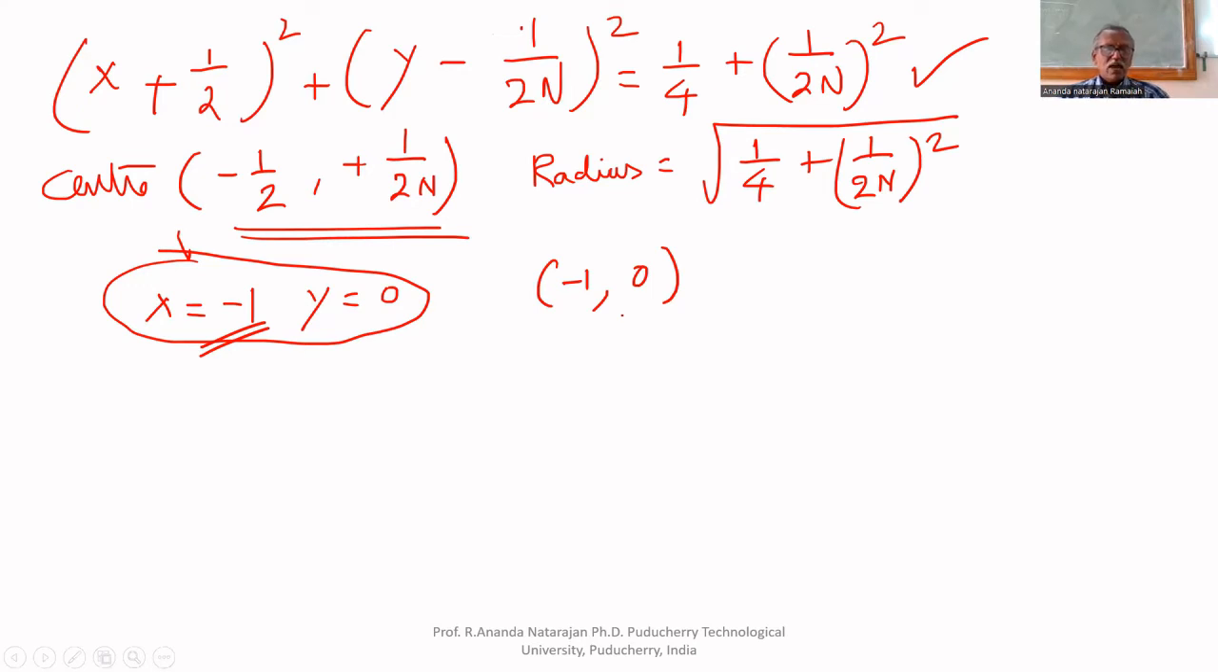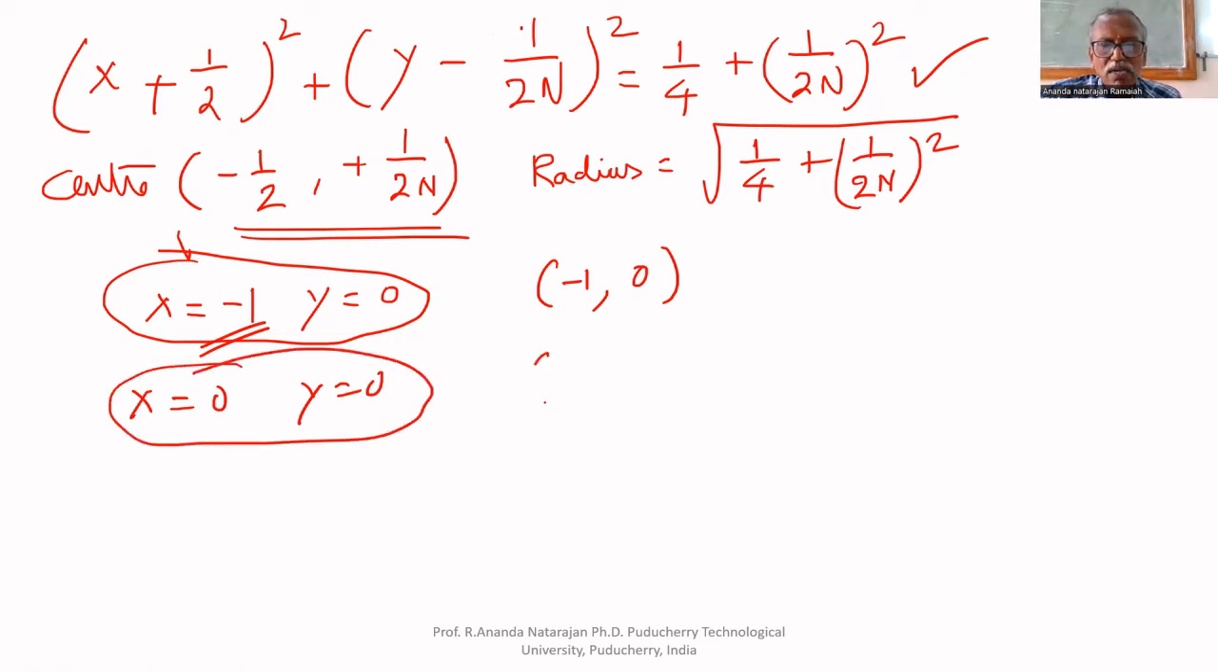That is one point. Another point: when x equals 0, you will always get 1 by 4. Similarly, with y equal to 0, you will always get the right hand side. This point is also always satisfied. Therefore, all circles will pass through (0, 0). So for all n circles, if you vary omega from 0 to infinity, you will get an infinite number of angles.